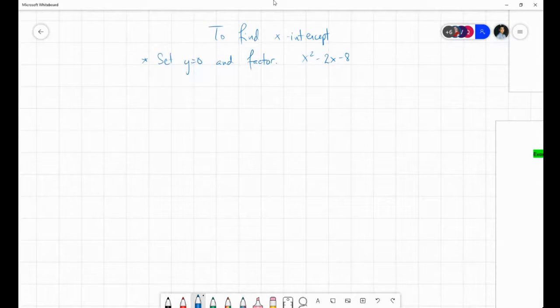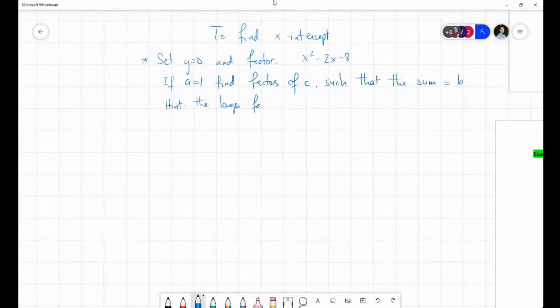So here are the rules. If a is equal to 1, find factors of c such that the sum equals b. I'll give you the hint. The larger factor gets the sign of b. And I'll explain what that means.